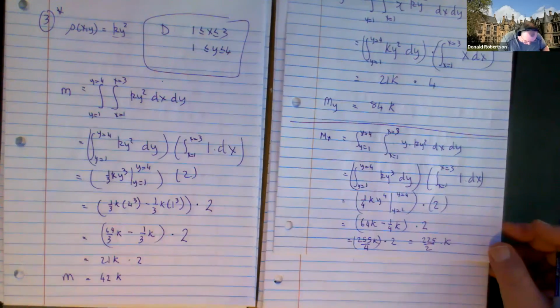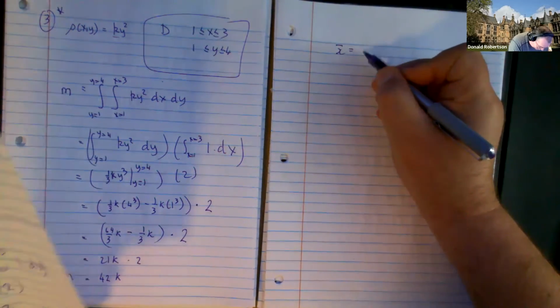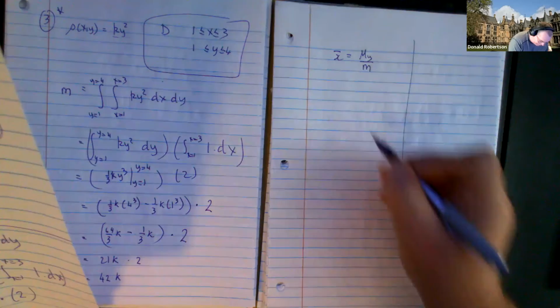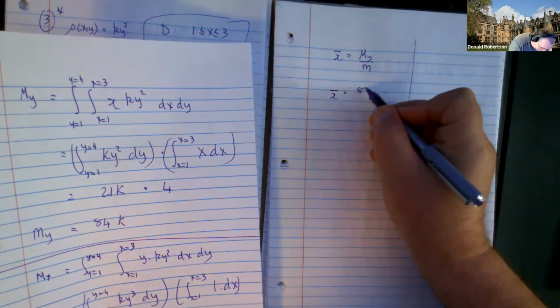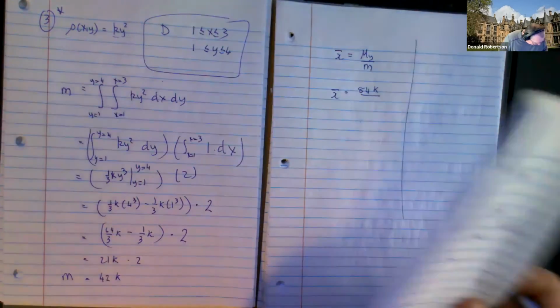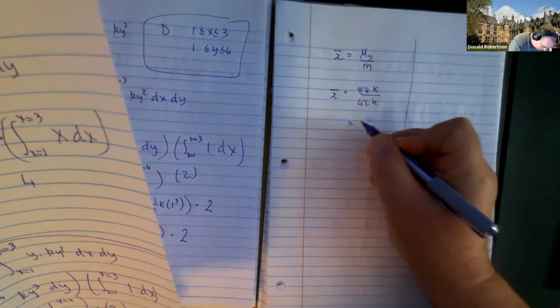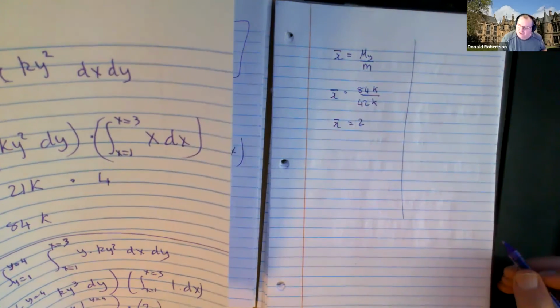Okay, well, I should be able to do the centre of mass then. X bar is the moment around y divided by m. So X bar is 84k, and the mass is 42k, and that ends up being 2, which is correct. So at least I know I've done that one right.